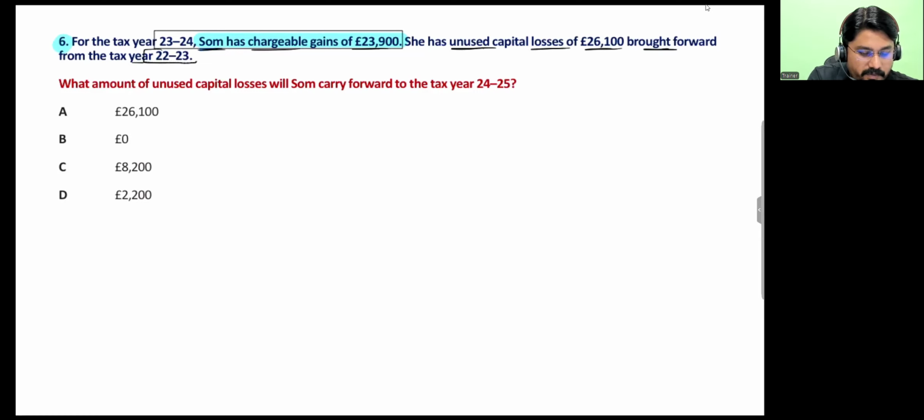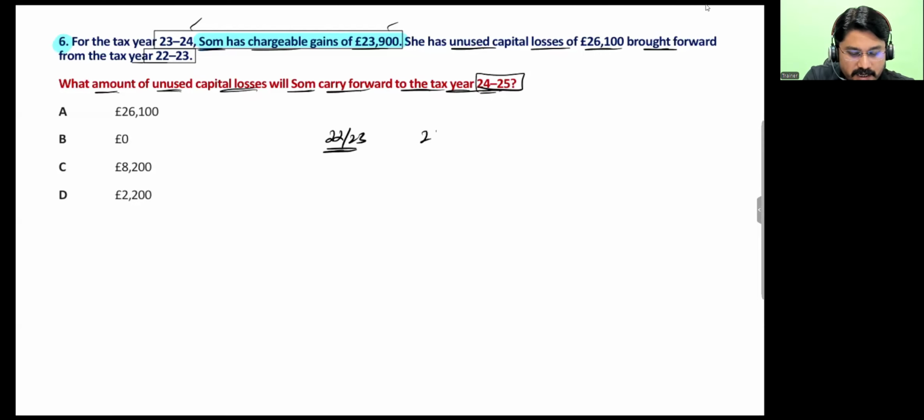So there is a previous year capital loss, and for the current year we have capital gains, but the requirement is not for the previous or current year. The requirement is for next year. What amount of unused capital loss will SOM carry forward to the tax year 24-25? As we have 3 different fiscal years involved, I'm writing these one by one. Fiscal year 23-24, 22-23, and fiscal year 24-25. There is a capital loss for this tax year and the amount is 26,100.